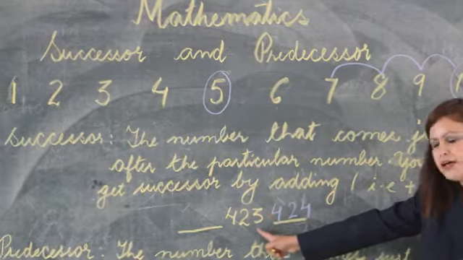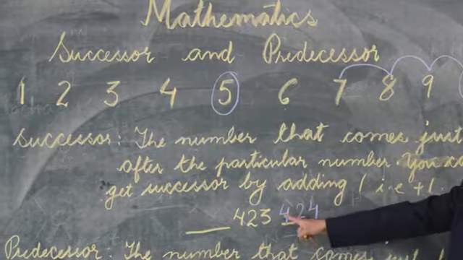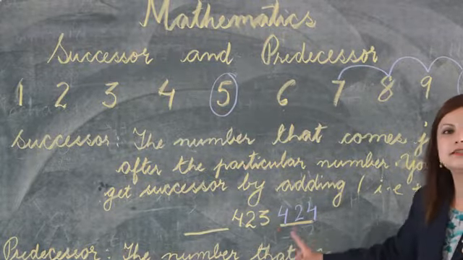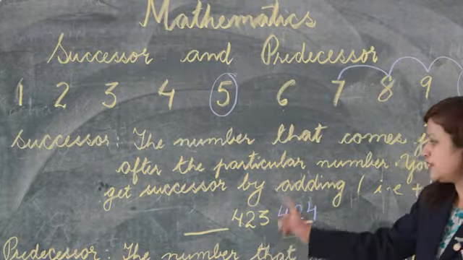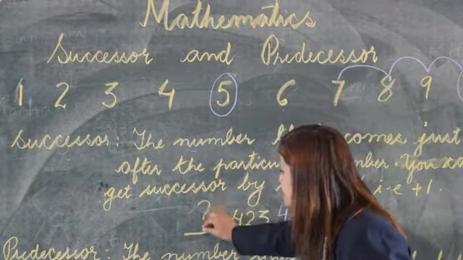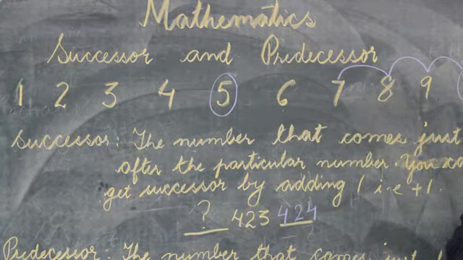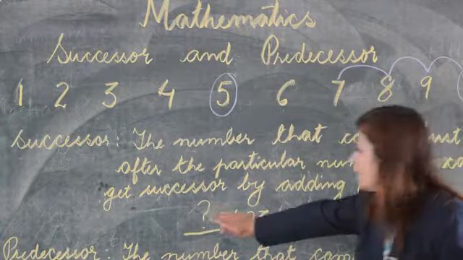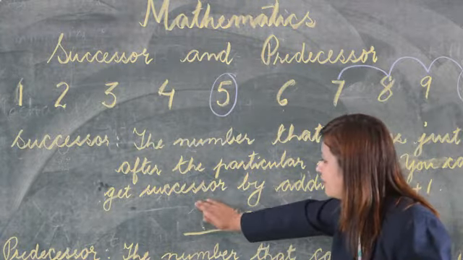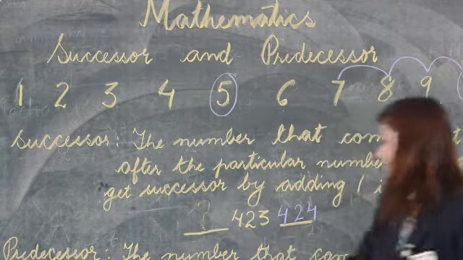423 is the number. We have already done that 424 is the successor of 423. So, can you find out what is the predecessor of 423? Can you tell me? Okay, some of you are prompting the answer from there. Very good. Clap for yourself.